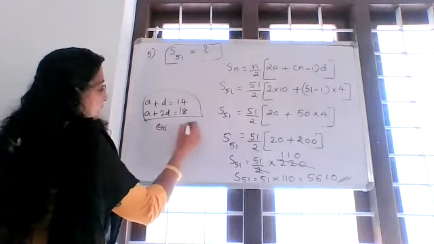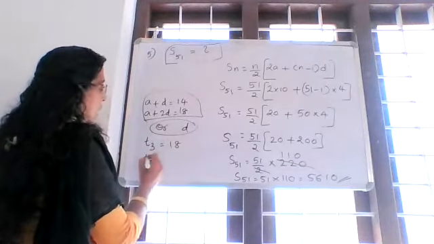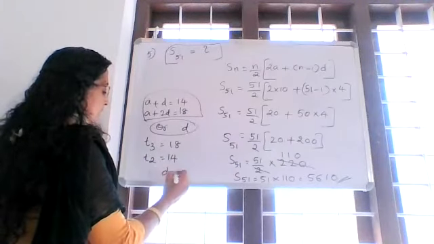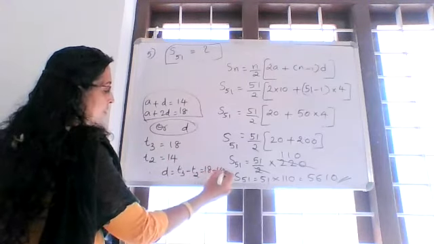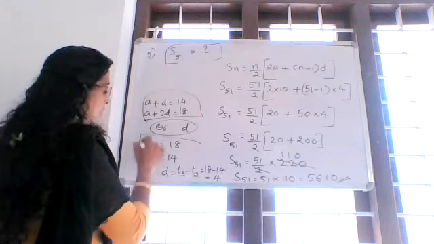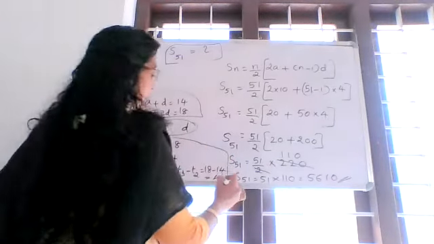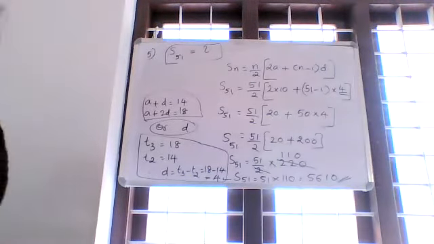Or D we can find directly. Given T3 as 18 and T2 is equal to 14, directly we can do: D is equal to T3 minus T2, which is equal to 18 minus 14, which is equal to 4. This method also we can apply directly. So we will get the common difference D as 4, directly from the question. Okay, that's good.